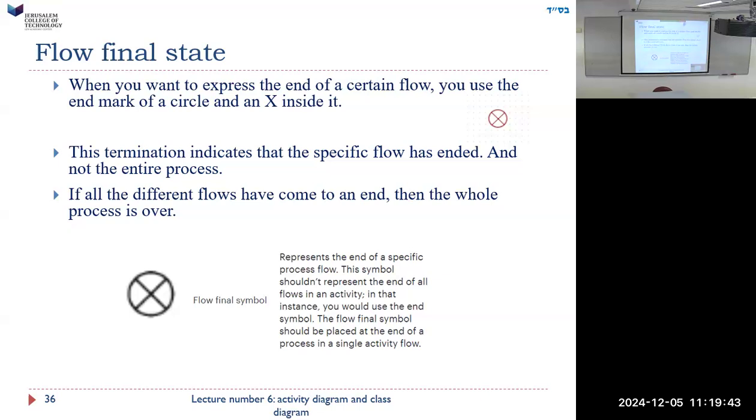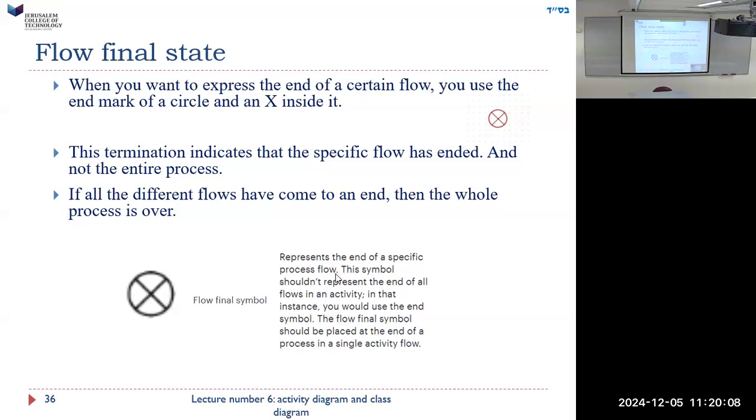Well, if it's still continuing in some other place, you must have had a fork. So in other words, you could come to a fork, and then one will continue and go to an X. And the other one will continue and go to a bullseye. This flow has ended, and not the entire process. If all the different flows have come to an end, then obviously the process is at an end.